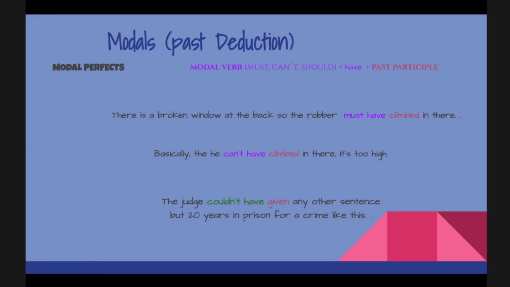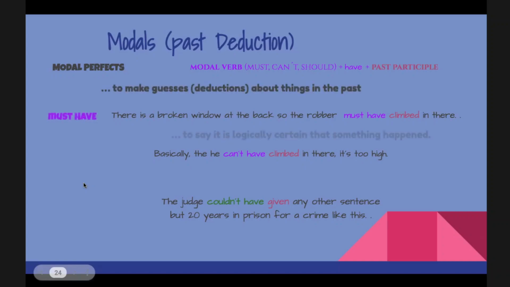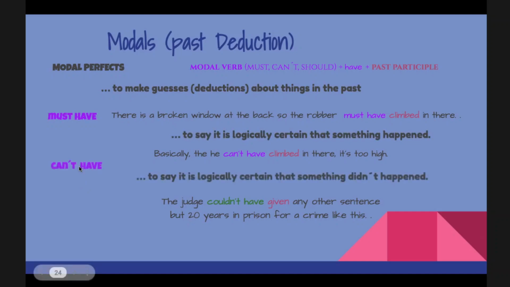So you see, you have here must, can't, should, plus have, plus past participle. Esa es la forma general de todos ellos, pero cada uno tiene un uso específico, ¿ok? Entonces, must have, to say it is logically certain that something happened. Can't have, to say it is logically certain that something didn't happen. Okay, así como must have es algo que sucedió, can't have es algo que no sucedió. Por eso dice la oración, basically he can't have climbed in there. It's too high. La lógica me está diciendo que no pudo haber sucedido. Okay?